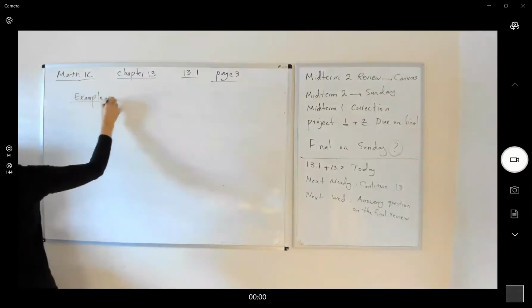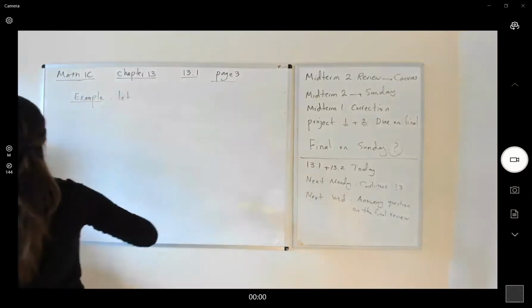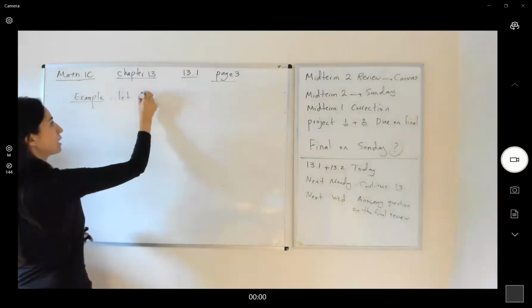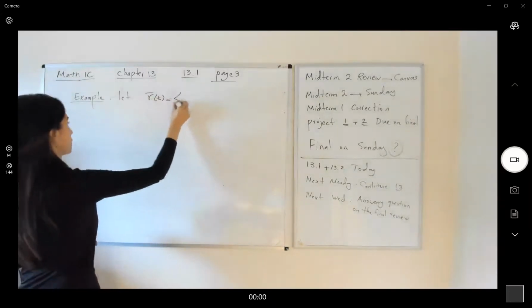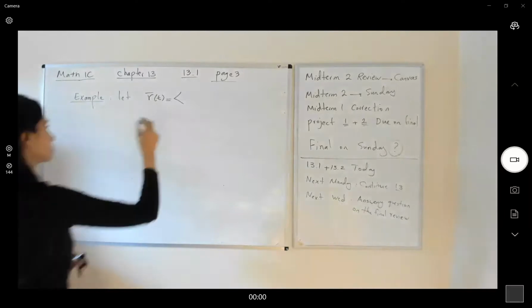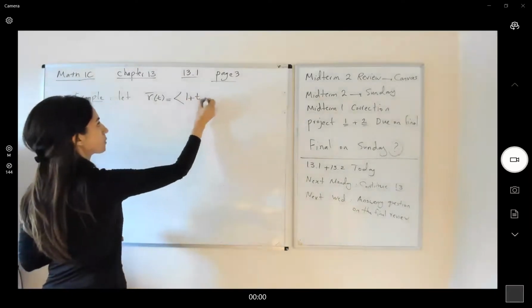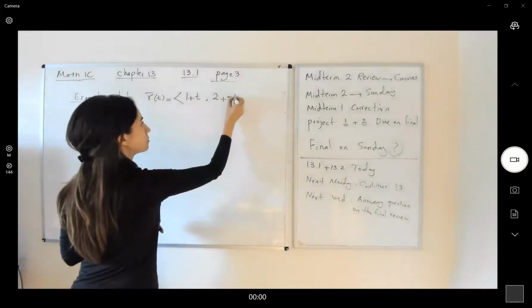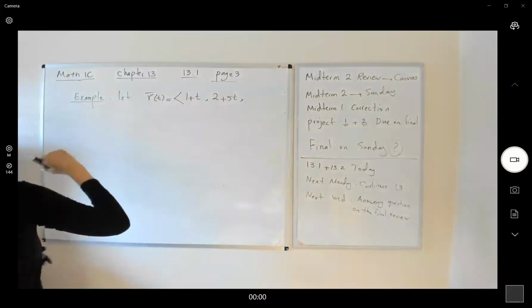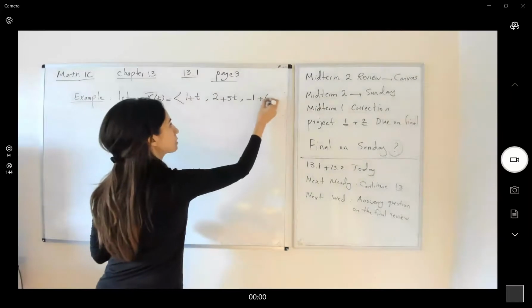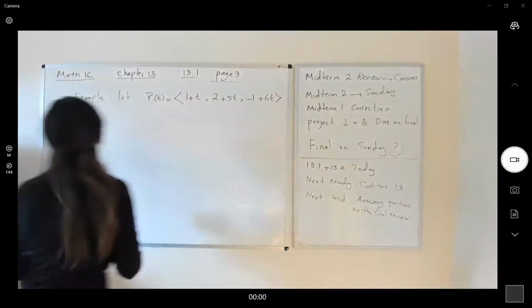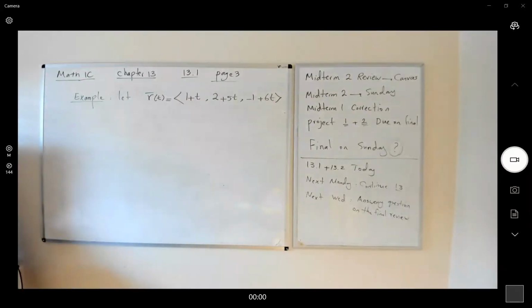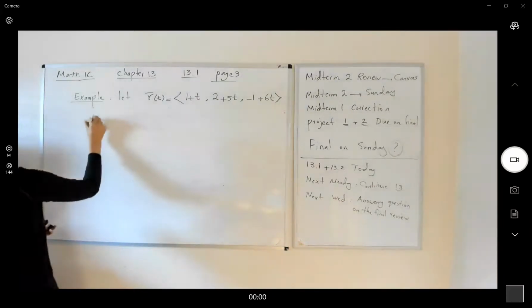Suppose you have a vector function. Let your vector function be defined as r(t). Here you have 3 components: 1 plus t, comma, 2 plus 5t, comma, -1 plus 6t. There we go. It says describe the curve.